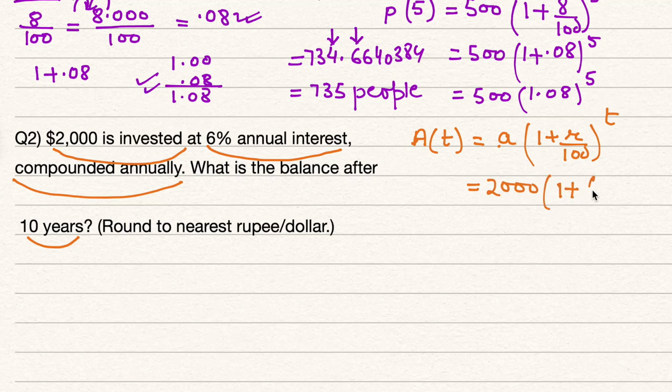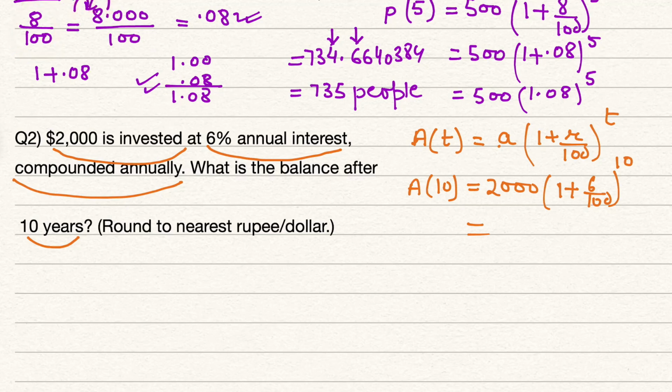Rate of interest is 6%, and for after how many years? 10 years, raised to the power 10. Now we have to do the same concept. Like here, if it is 8 upon 100, the decimal moved 2 points, right?